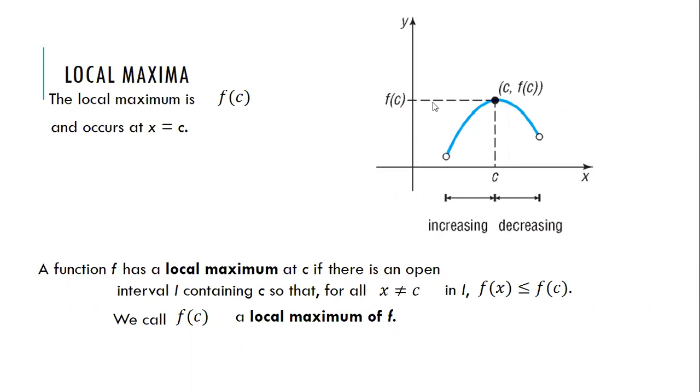So if you look at this graph, notice here our local maximum from left to right, we are doing what? Increasing, and then we are decreasing. So notice that it's an increase and decrease. So in the blanks, you're writing a local maximum at C, if there's an open interval containing C, so that for all x not equal to C, this is going to be true. And we call f of C a local maximum.